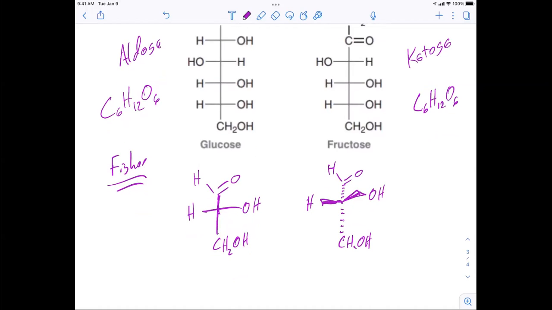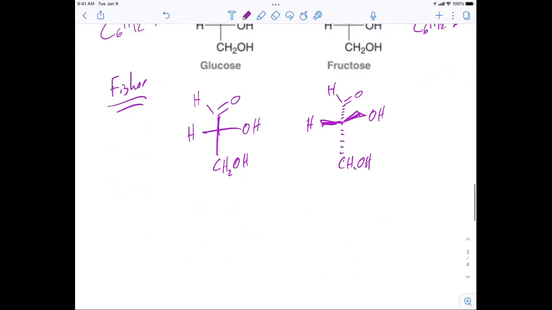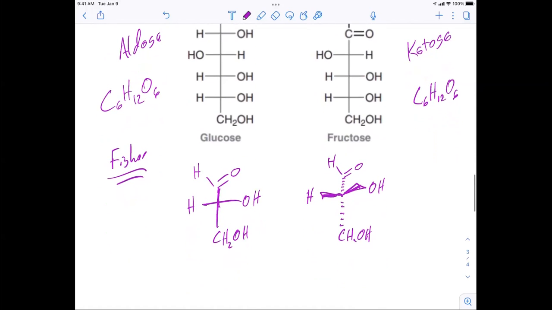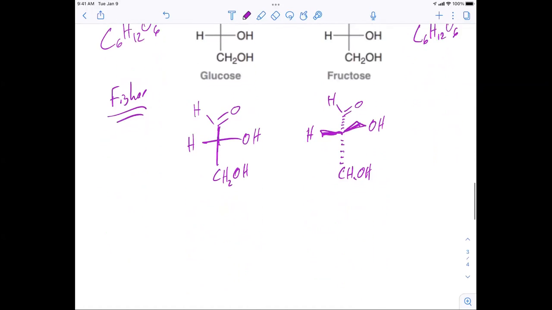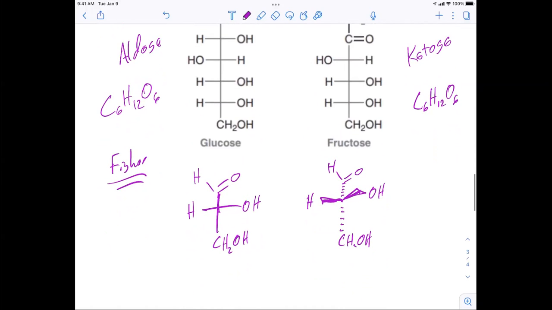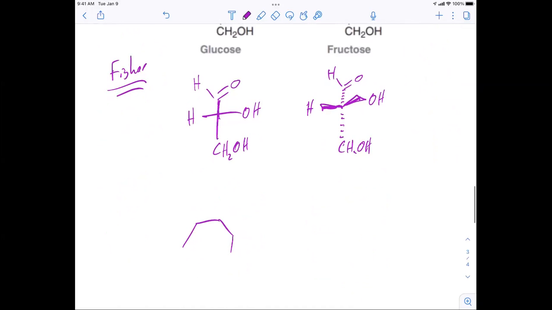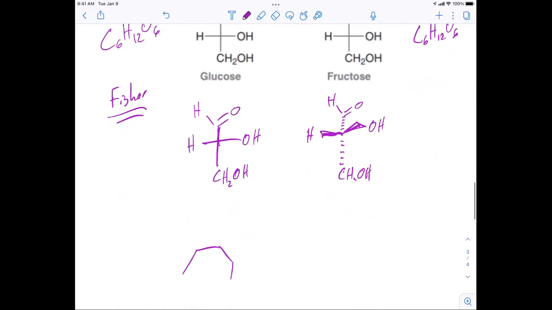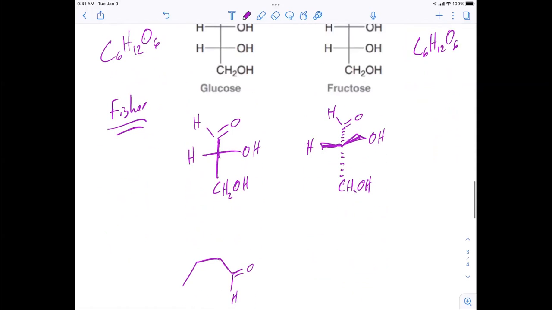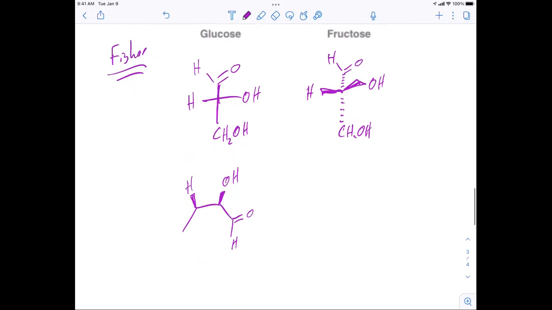Now, Fischer projections make a lot of sense when you're dealing with carbohydrates, but organic chemists tend to not like them. One of the reasons we don't like them is if we think about this glucose molecule up here, if I turn it on its side, what I'm actually saying now is, let me go up. So let's put our aldehyde here. The way this is drawn, it's drawn in an eclipsed form.